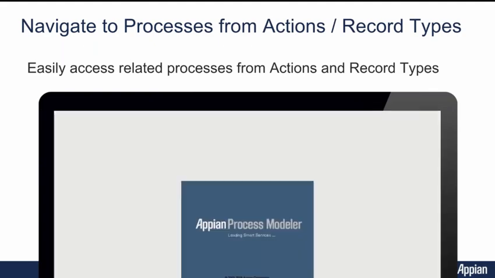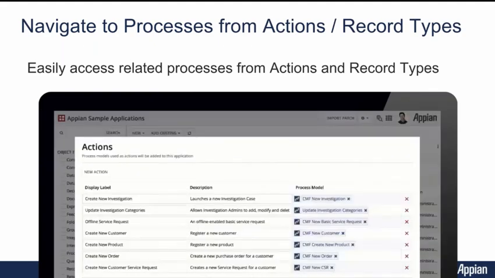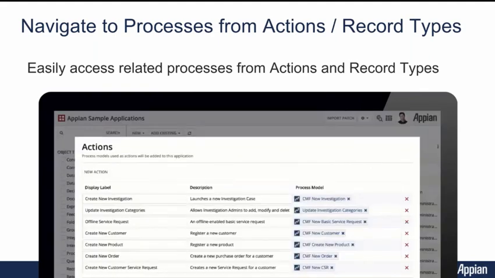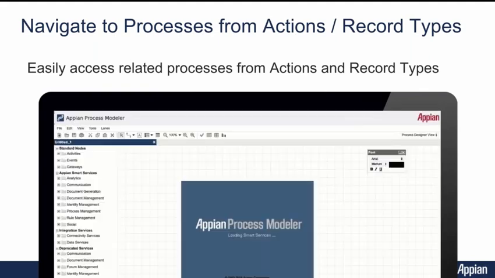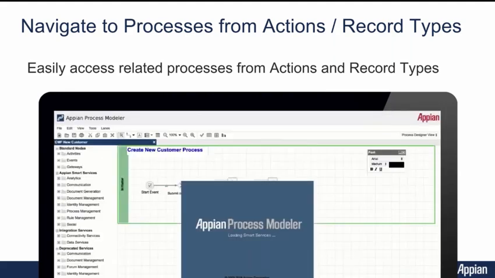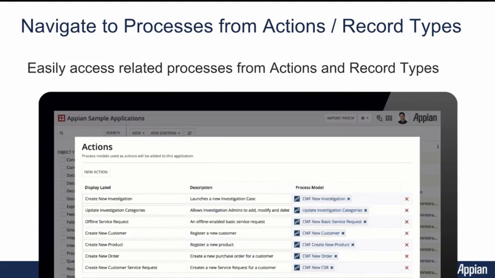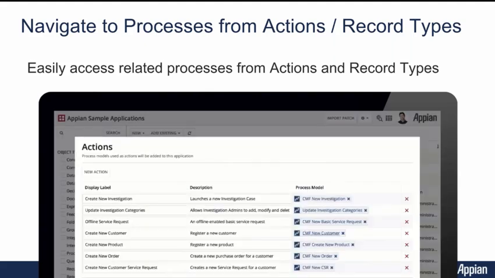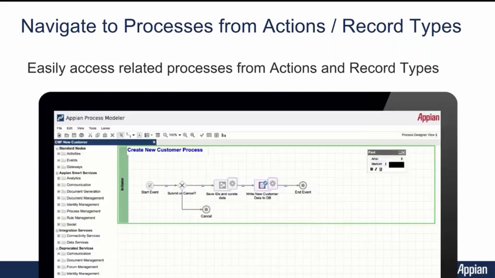You can also navigate the processes from actions and record types. So this simply means that as I configure a related action, an action on an application or a related action on a record type, you have those process model references. I can simply click on those process model references, have quick access to the underlying process that's supporting that action. So it simplifies the overall navigation throughout the design experience.